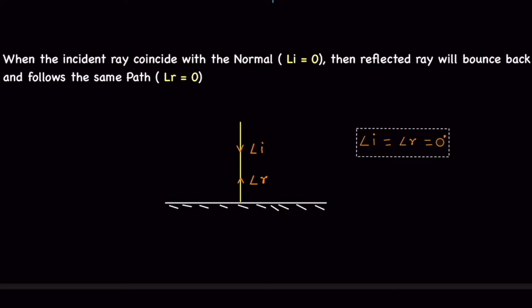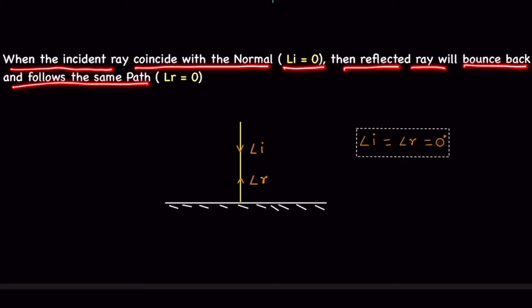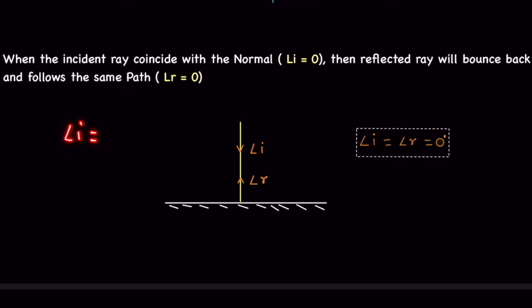This question generally comes for 1 mark. When the incident ray coincides with the normal, it means that angle I is equal to 0, then the reflected ray will bounce back and follow the same path. Why did it happen? Because of the first law of reflection. We know that angle I is equal to angle R. When the incident ray is coinciding with the normal, angle I is equal to 0 because both follow the same path and same line. So if angle I is equal to 0, angle R must be equal to 0.